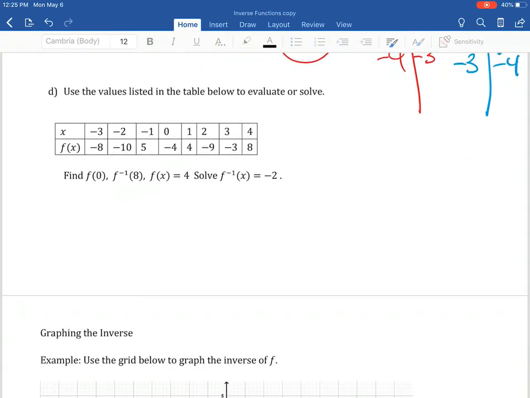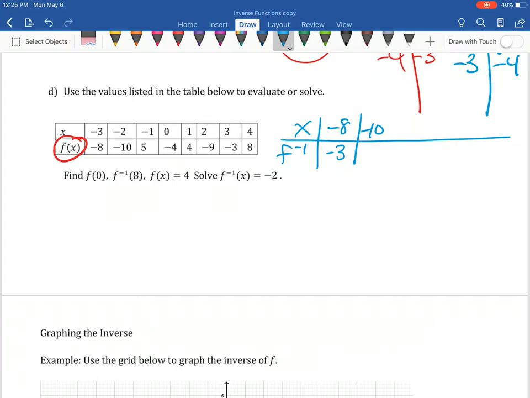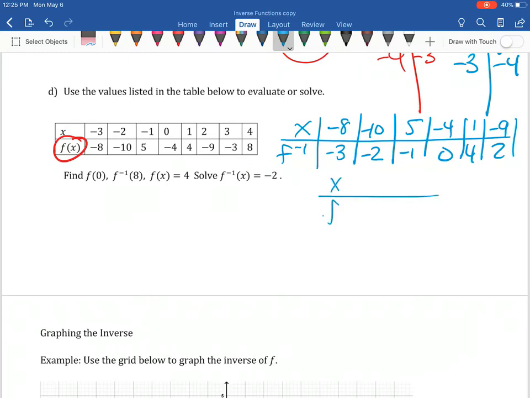Okay, so same idea here. This is our original function f. If I draw my points in blue for my f inverse, then I would have the points -8, -3, -10, -2, 5, -1, -4, 0, 1, 4, -9, 2. I'm running out of space, so I'll carry it down here. And then we would have -3, 3, and then 8, 4. So I just switched all my points.